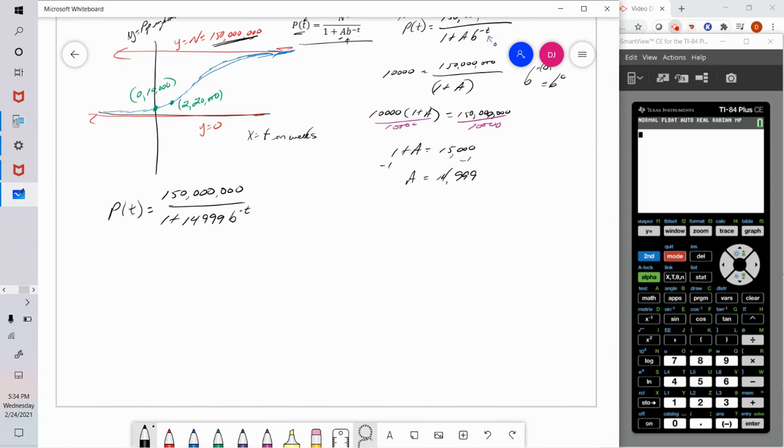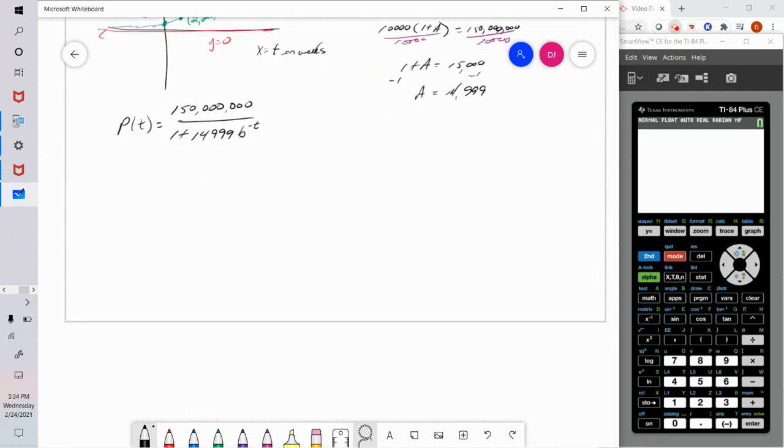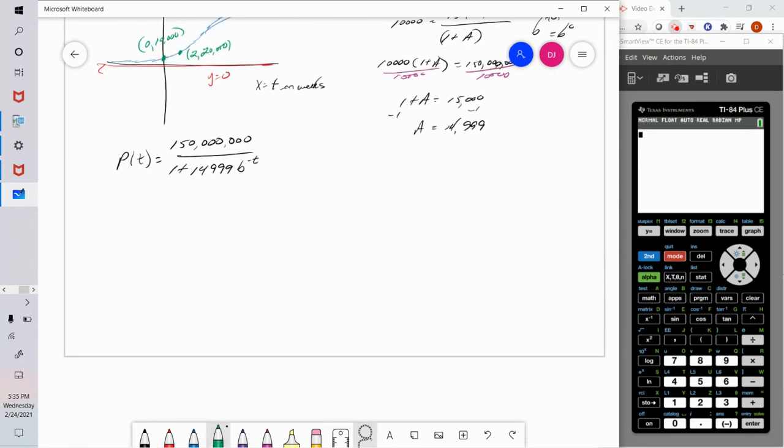Okay, so now we're going to find our b value. And there are a couple ways that we can find our b value. One way would be to take that second point. Let me come back up here. Remember this second point, 2, 20,000. So 2 weeks in, there are 20,000 people infected. So my P of t would be 20,000 equals 150 million over 1 plus 14,999 times b to the negative 2.